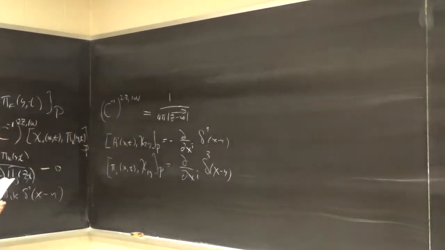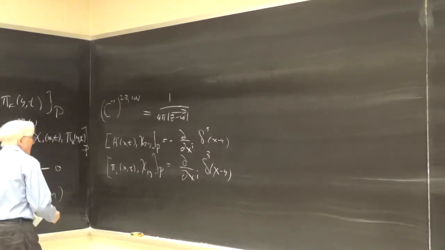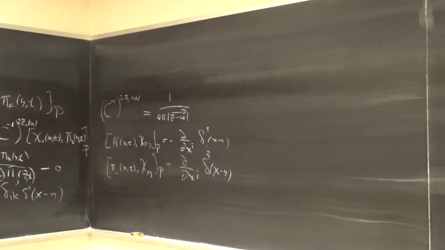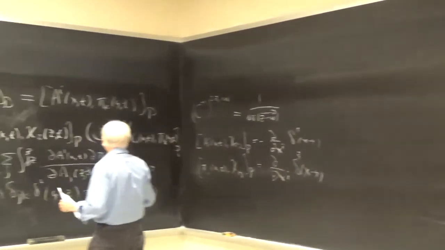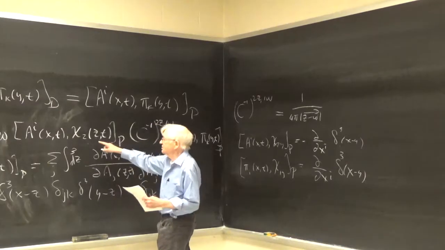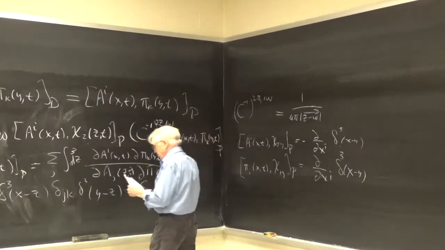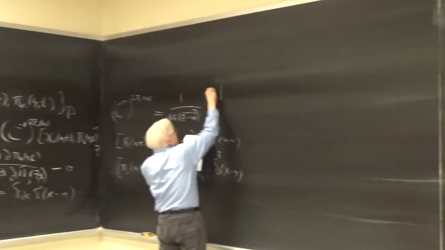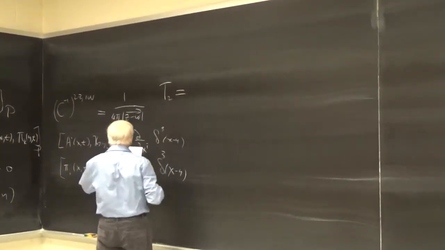Pi_i of x and t, chi1 of y Poisson, and this is partial x_i with a plus sign of delta cubed x minus y. Okay, so we put all these things together, and I guess it's worth doing. So I'm going to call this thing T2. I'm just going to say that this whole thing here is T2, and I'm not going to write out T2 again. I'm just going to fill in what the terms are.